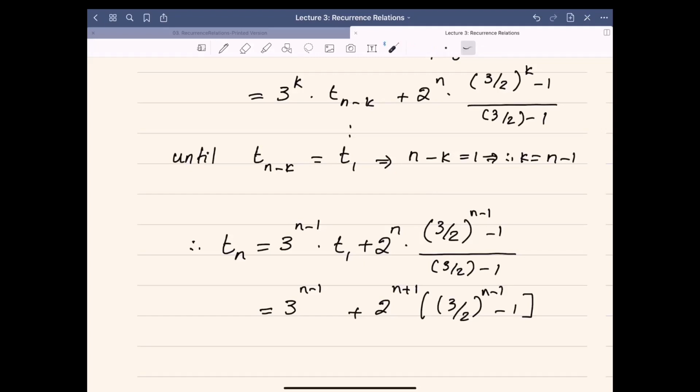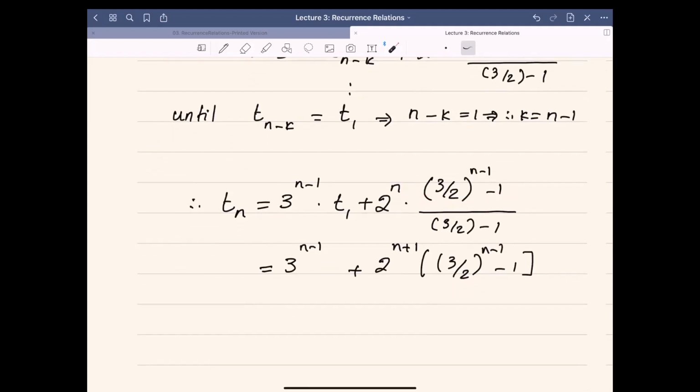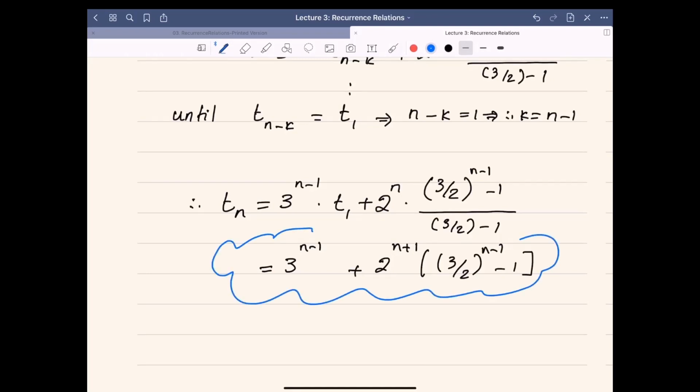If you subtract 3 over 2 minus 1, 3 over 2 is 1.5. So if you subtract, it will be half. So it will be 1 over 2. So 2 will be taken up, multiplied by 2. So it will be 2 with n, which is 2 to the power n plus 1. And what remains in here is this equation. If you just do the substitution up to here, then this will be a correct answer, and you don't need to do any further simplification.